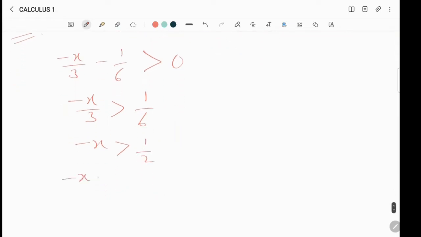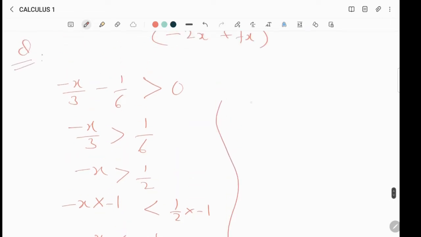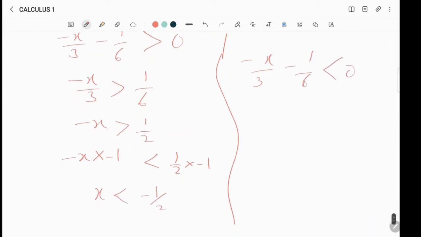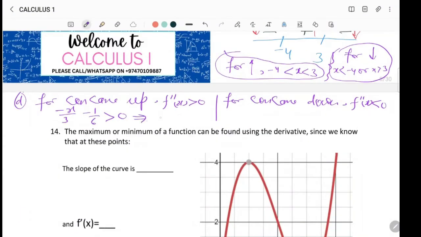Now we have to multiply by minus 1, and half times minus 1. But if you multiply by a negative number, then the inequality will change. So x is less than minus half. Okay? And another question was minus x over 3 minus 1 over 6 less than 0, right? First, x less than minus half. Let me write the answer for this. So here x is less than minus half. When concave up, x should be smaller than minus half.